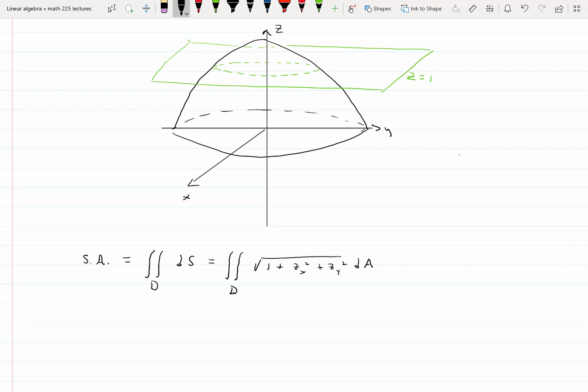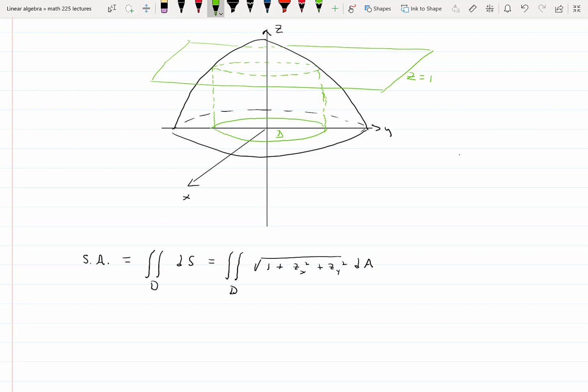Where that D, now let's return to the D. The D is the projection of the surface that we're looking at into the xy plane. So I'll go back to green for that. Right below this cap of the sphere is the intersection of the sphere and the plane z equals 1, knocked down into the xy plane. That's D, and that should be a circle. So we're integrating doubly over a circle in the xy plane.